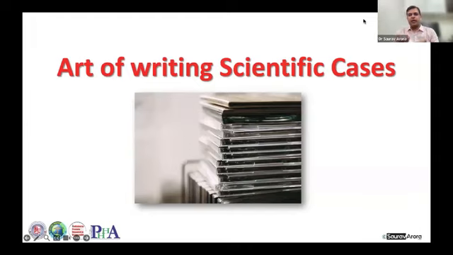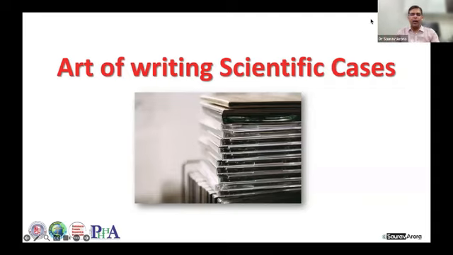Let's start with the question: what is the art of writing scientific cases? Today, I'm not going to tell you how to take a case. We are all learned homeopaths, from the junior-most to the senior-most sitting among us, so it is not necessary to teach you how to take a case. And let me tell you, there is no definition that a case is a well-taken case.